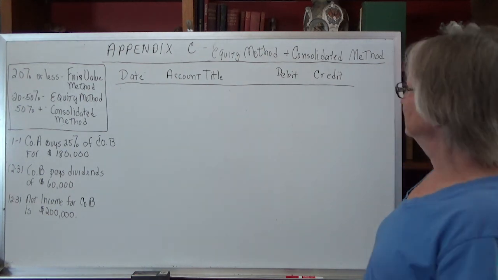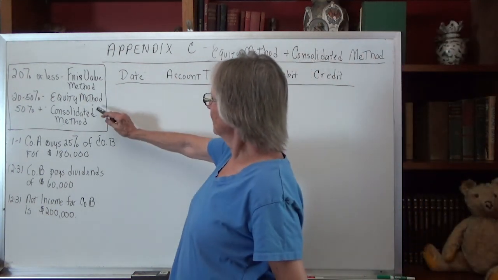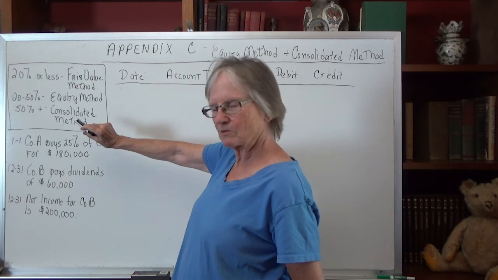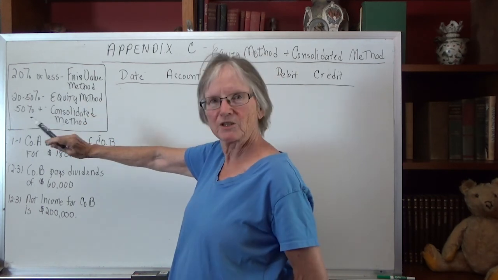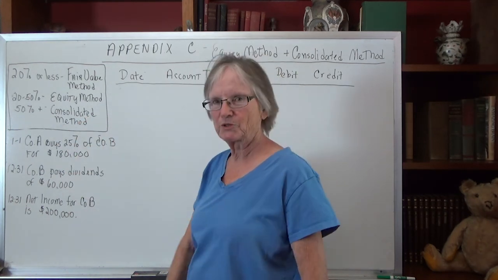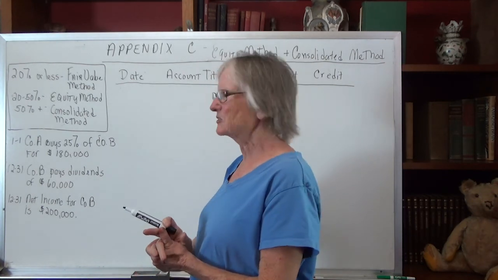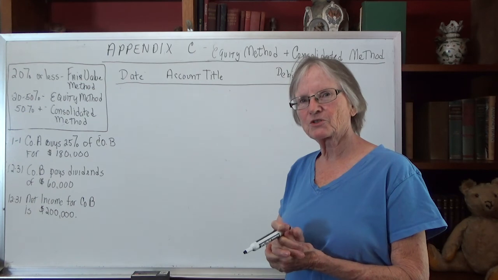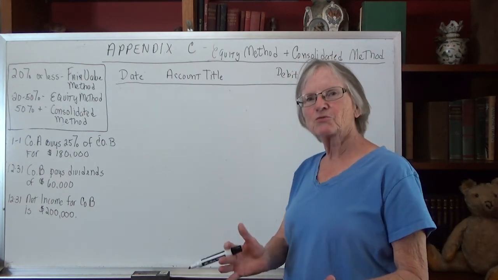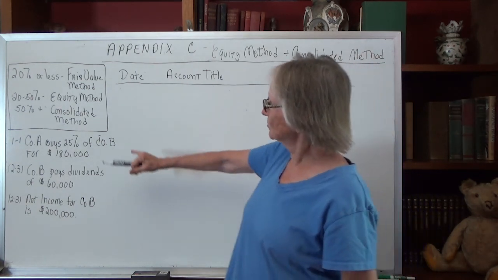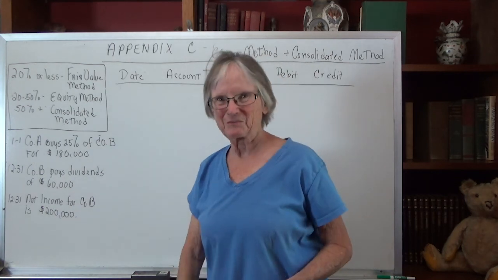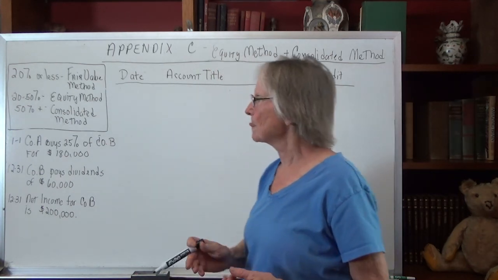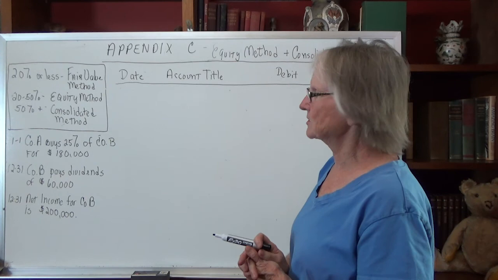So now we're going to be talking about when we have significant influence, we've bought enough of the stock, we own 20 to 50% of the stock, which means we have that many votes. So we have significant influence over the operations of this company. So this is a little bit different economic reality than when we have no influence whatsoever. So the accounting is different. So let's see what happens here.